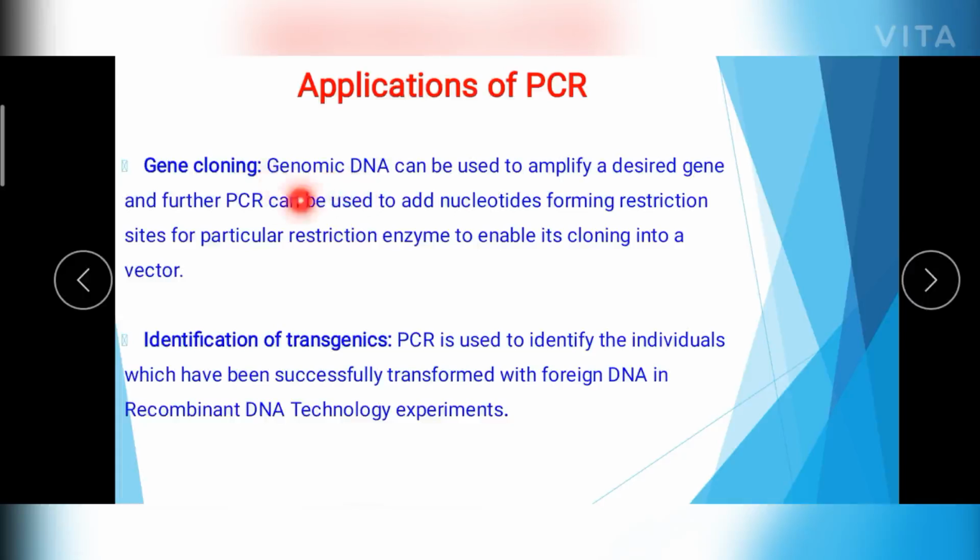The other applications are in gene cloning experiments, where it is used to amplify the desired gene from the source. This technique plays a very key role, and it is also used for the identification of transgenic organisms. PCR acts as a selectable marker and is used to select the transformed cells. Whether that foreign gene is inserted or not, you can easily detect by using this PCR technique.